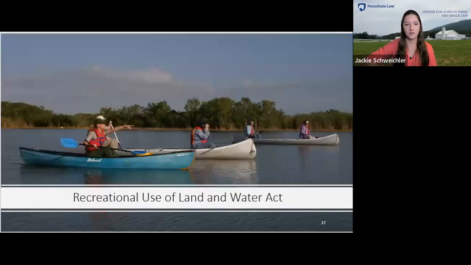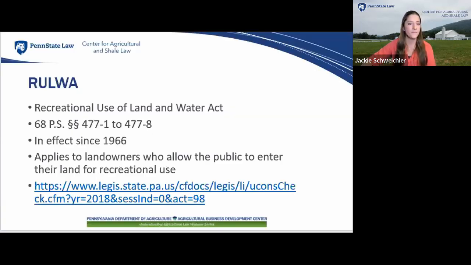All right, moving on, we are going to the Recreational Use of Land and Water Act, which everyone I know just calls RULWA, so I'm probably just going to call it RULWA the whole time. But if I say RULWA, I mean the Recreational Use of Land and Water Act. All right, so for Pennsylvania landowners who don't meet the definition of a normal agricultural operation, RULWA might be your best bet to get some liability protection.